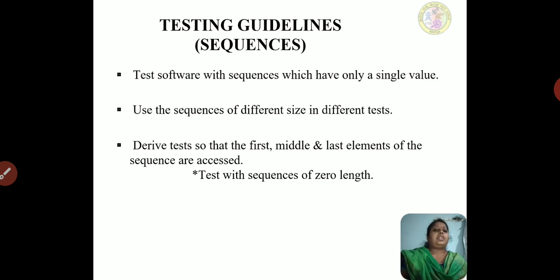For this set of test cases, we have to identify the test cases within three different levels. They are categorized into first level, middle level and last level. They have to go in sequence, one after another. Then the test cases have to be identified with a sequence of zero length.